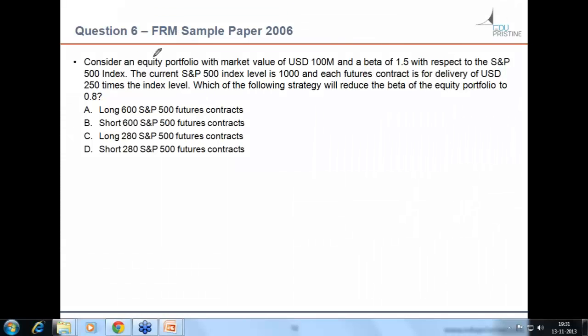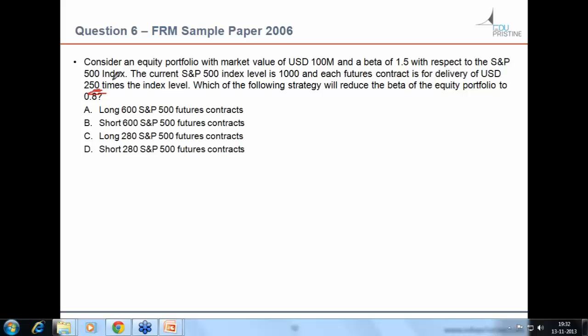So consider an equity portfolio with a market value of 100 million and a beta of 1.5 with respect to the S&P 500 index. The current S&P index level is 1000. Each future contract is for delivery of 250 times the index.